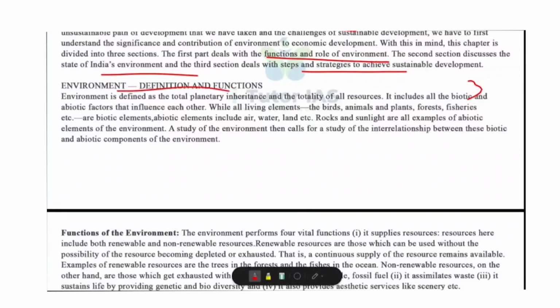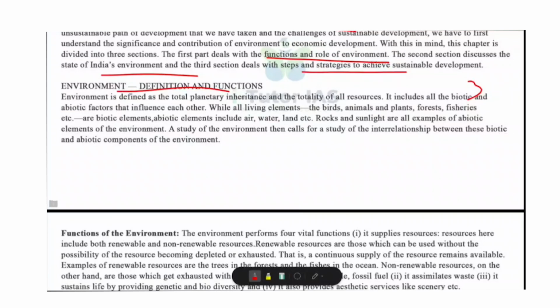Environment, definition and functions. Let's begin by understanding what is meant by an environment. Environment refers to everything that we inherit from nature. It's a total planetary inheritance and includes all the resources that exist around us. It's made up of two components. What are they? Biotic components and abiotic components.